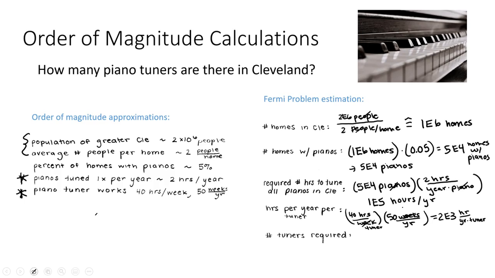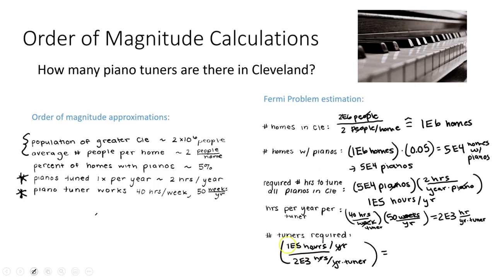And so all I'm going to do to get the number of tuners is take 1E5 hours per year, because I want to have a bigger denominator down here. And then I'm going to divide by 2E3 hours, and that's per year per piano tuner. Okay, great. My hours cancel, my years also cancel. My tuners are in the denominator of the denominator, which means they move up to the numerator. And so I end up with the correct dimensions, which is number of tuners, so that's great.